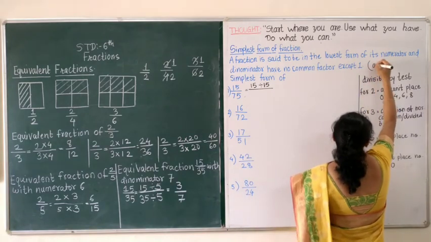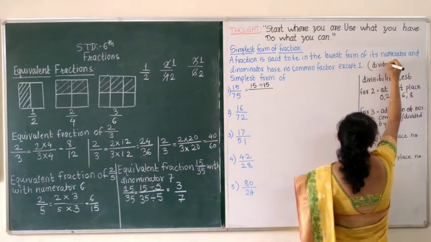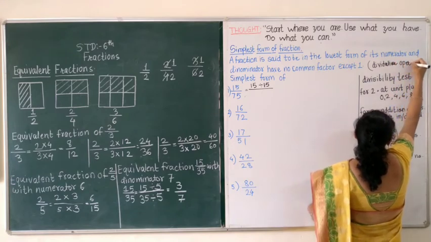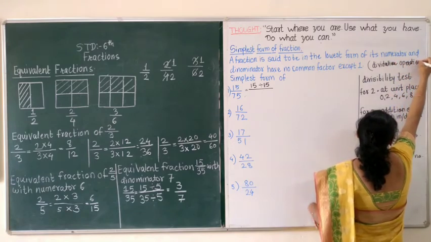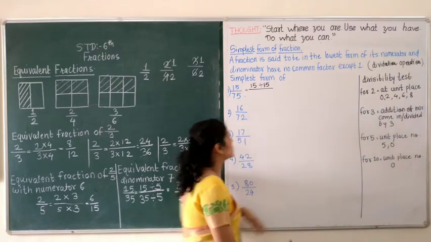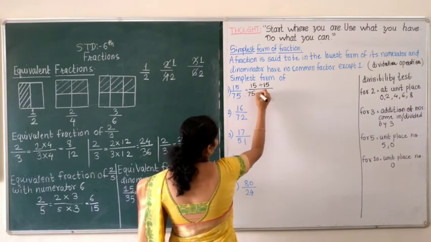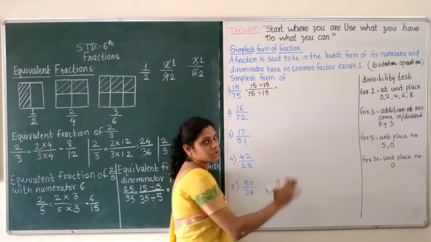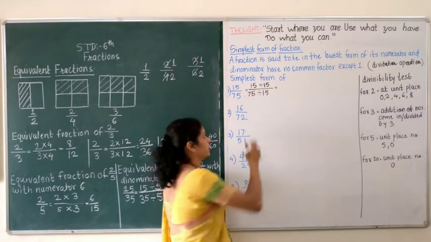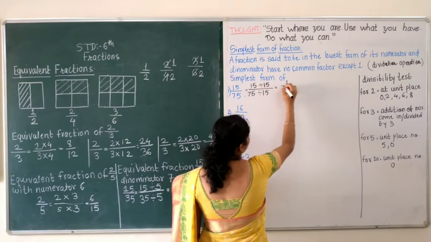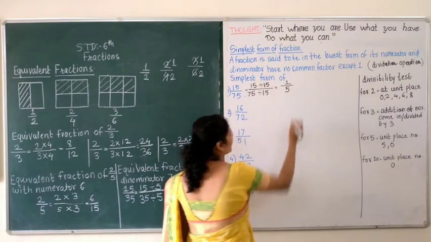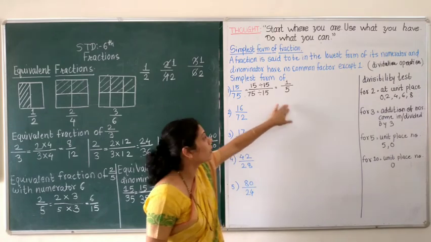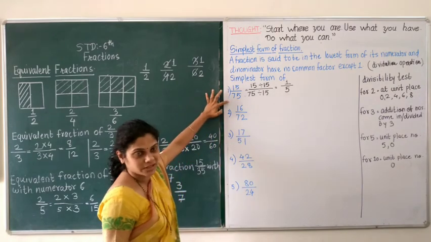Okay. For the simplest form, you have to use the division operation. Always. So here I will write 75 divided by 15 because I have to use the same operation on the numerator and denominator. So 15 ones are 15, 15 fives are 75. So this is my simplest form. 1 upon 5 is the simplest form of 15 upon 75.